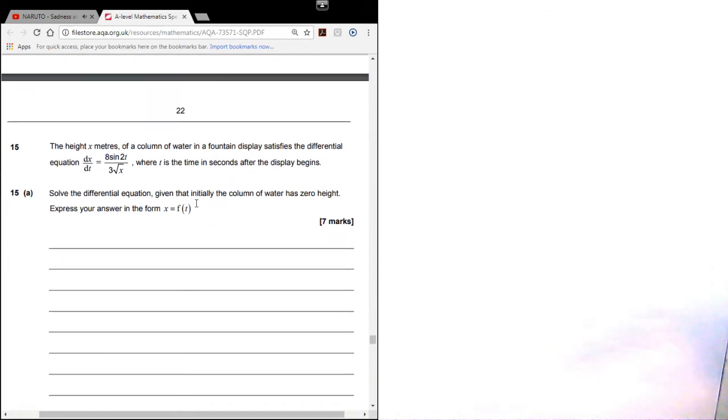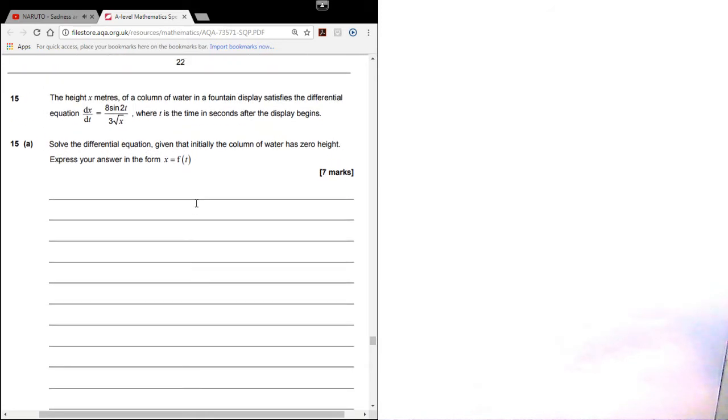Alright, so we go to question 15 now, which looks like an interesting question for 7 marks. It says, the height x meters of a column of water in a fountain display satisfies the differential equation dx/dt equals 8 sine 2t over 3 root x. t is the time in seconds after the display begins. Solve the differential equation given that initially the column of water has 0 height.